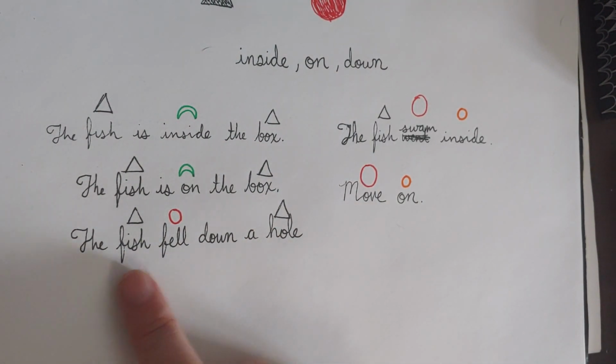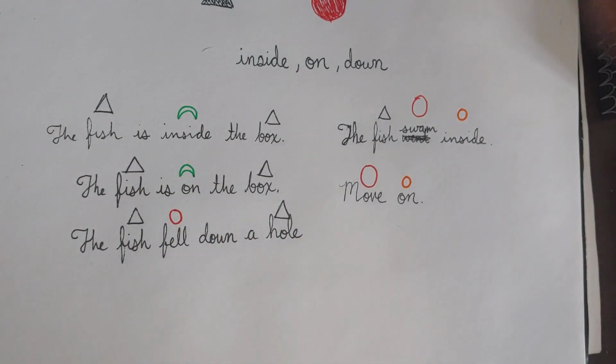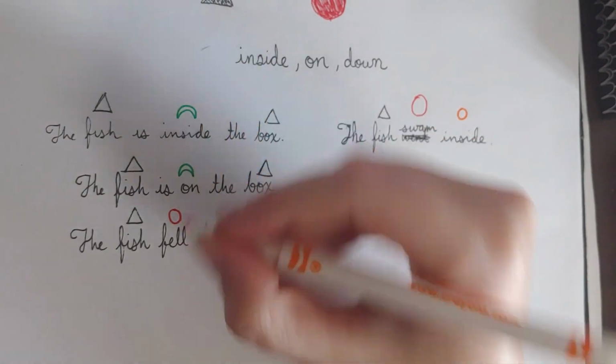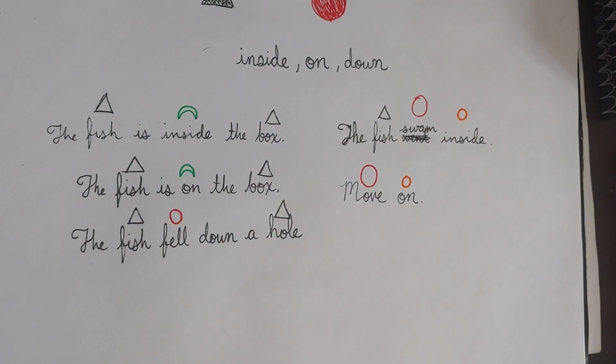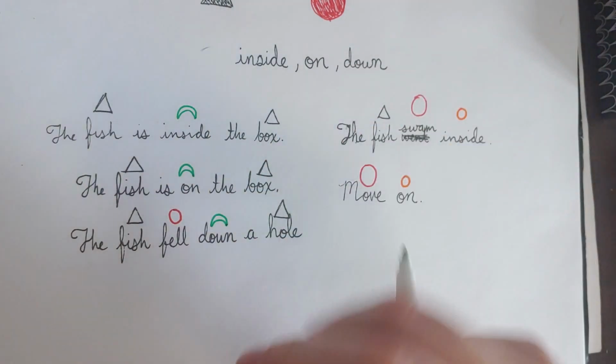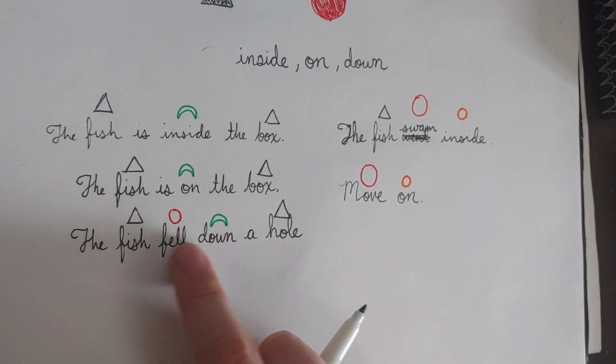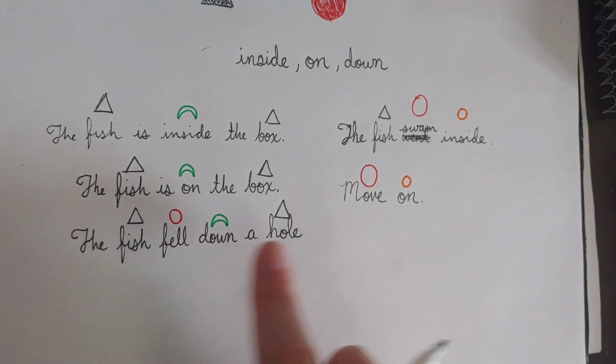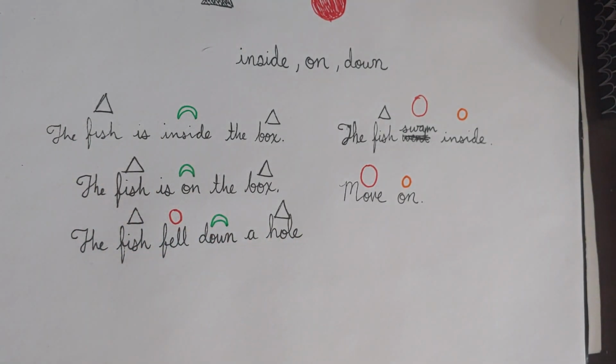The relationship between the fish and the hole is that he fell down it. Down tells us the relationship between the fish and the hole. In this case, it's a little special because we involved a verb in it, but there are still two nouns, so down still counts as a preposition in this sentence.